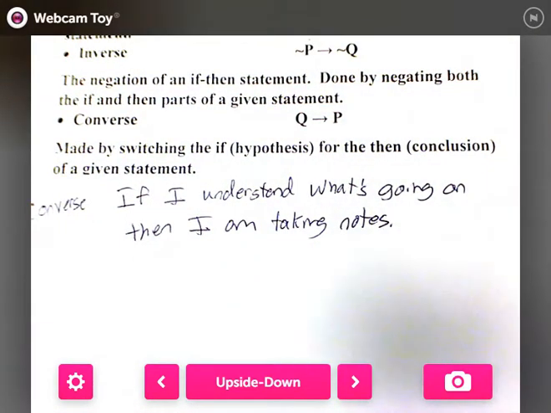The next one is going to be called contrapositive, if you want to try to spell that. Contrapositive. Okay, we ready? Good.